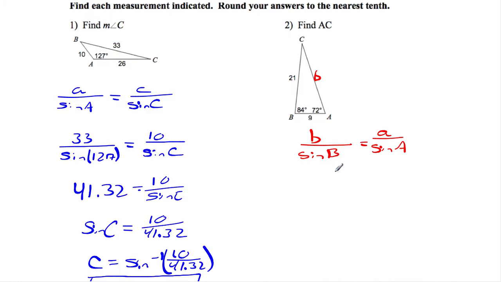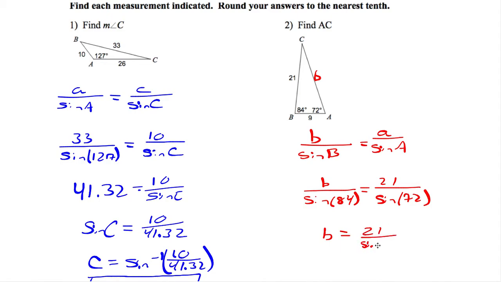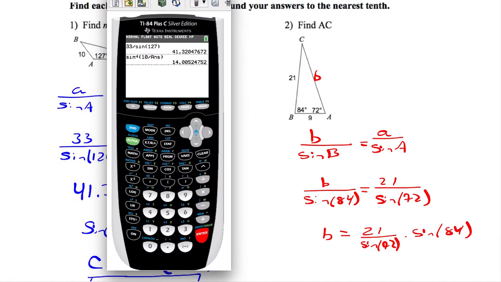When you set up your equation, you want only one empty variable. In this case, it's going to be b. So I get b over sine 84 is equal to 21 over sine of 72. Now this is nice because b is in the numerator, so I can multiply both sides by sine of 84, so I get 21 over sine of 72 times sine of 84. And that's nice because I could just put that all into the calculator. So I get 21 divided by the sine of 72. Get some decimal, and then I can multiply that by the sine of 84.